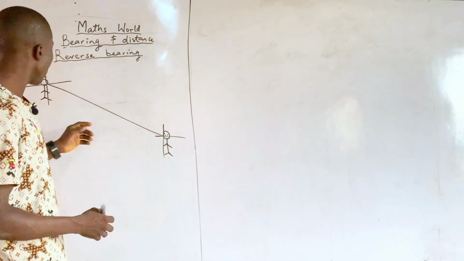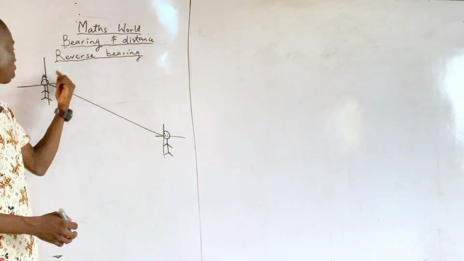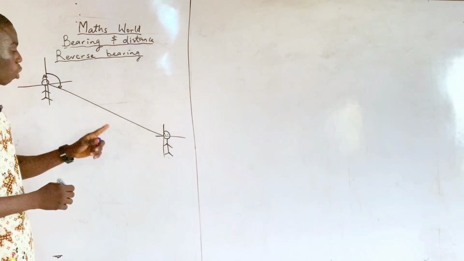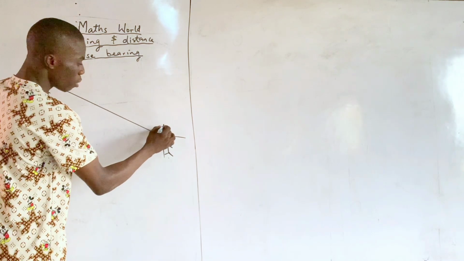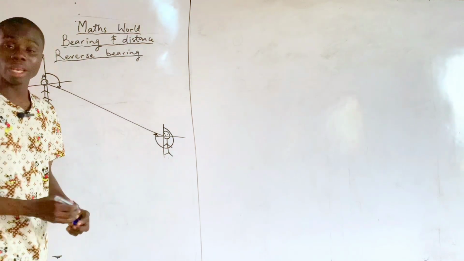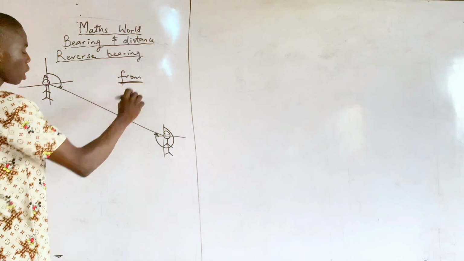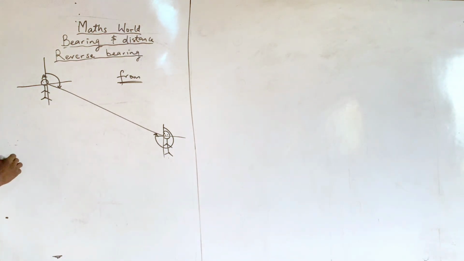So we are not talking about the bearing of this one from that one. It means you are starting from here to this place, while the bearing of this one from that one is starting from here to this place. Now note something, the word "from", people misuse it. Now let me give you an example.